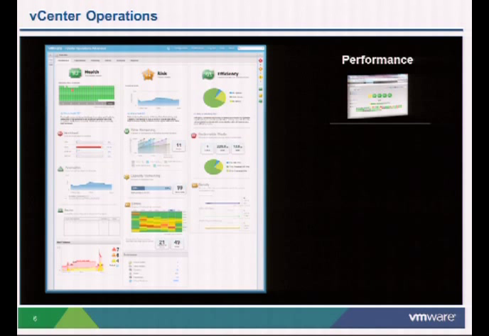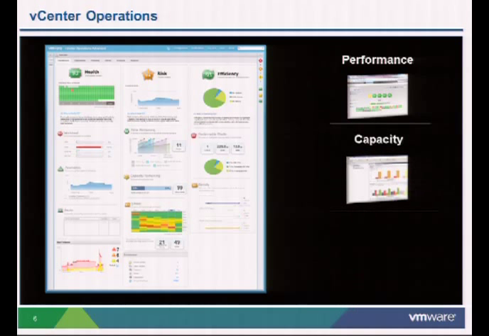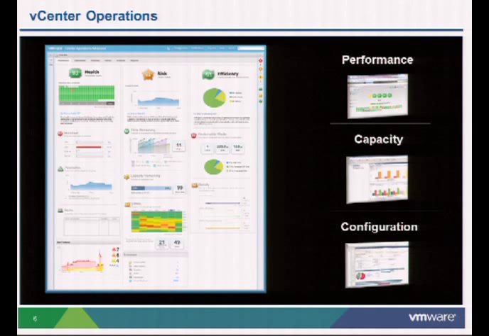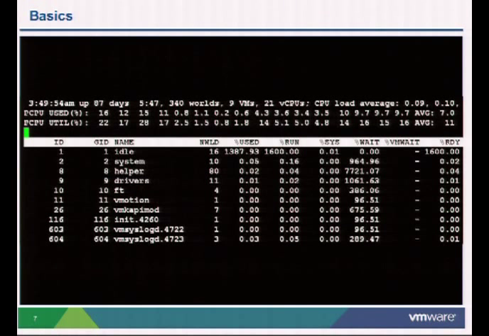And vCenter Operations not alone does performance related stuff, it also does capacity planning, it also does configuration management, because they all tie in together into one single piece. When you're doing performance measurement, you're also looking at capacity, and when you're looking at performance troubleshooting, configuration is also an important aspect, because if some configuration has changed, that could trigger a performance problem as well. So it kind of bundles everything together in an integrated product. With that said, let's take a look at ESXtop and what it offers.